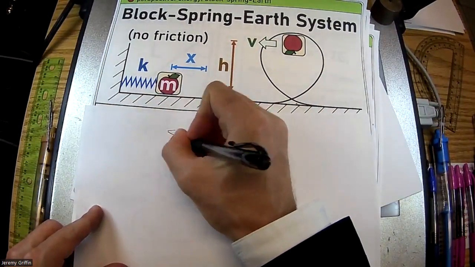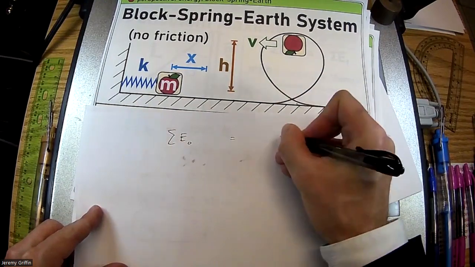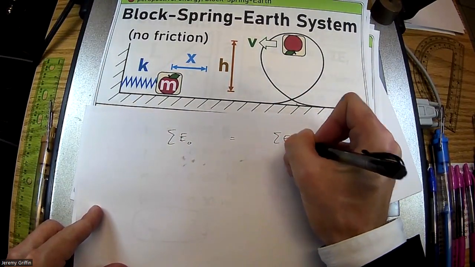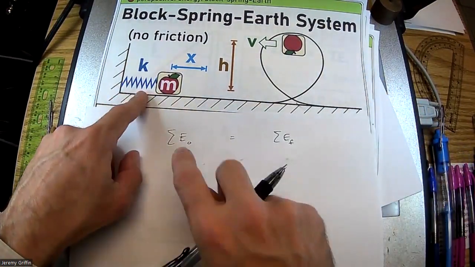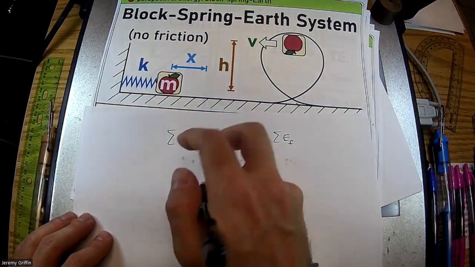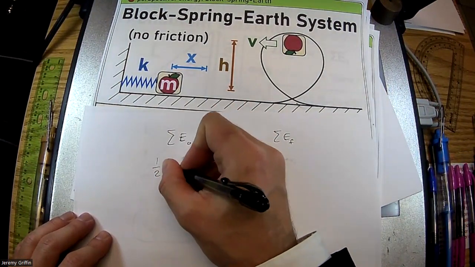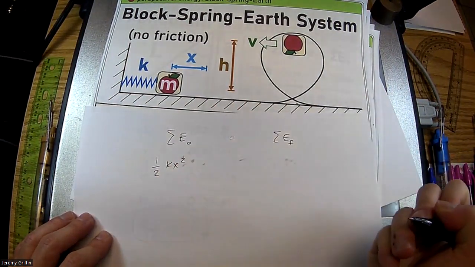Let me do a setup here. Sum of energy initial equals sum of energy final. Okay? So I've got initial point, final point, right? Point A, point B. Let's grab that. And initially it was all in the spring. What's the expression for that? 1/2 kx squared, right? That's right?